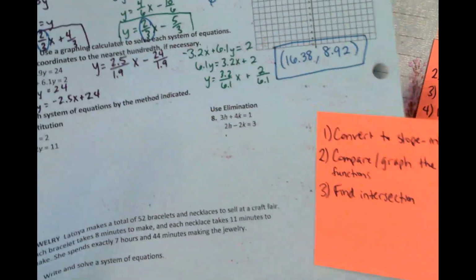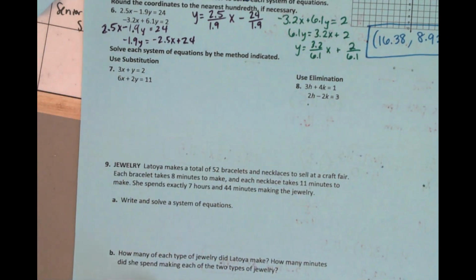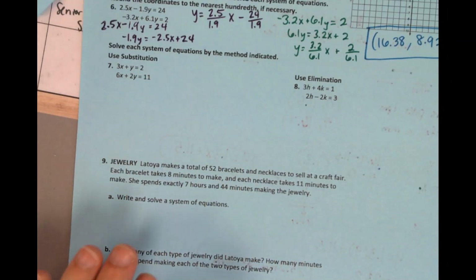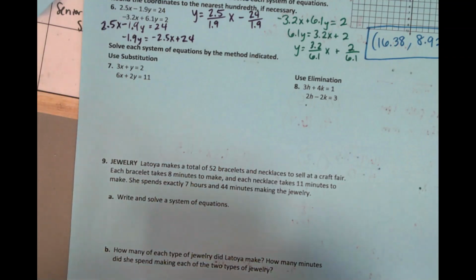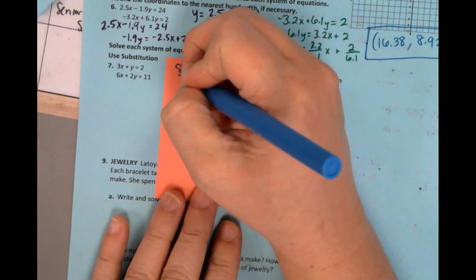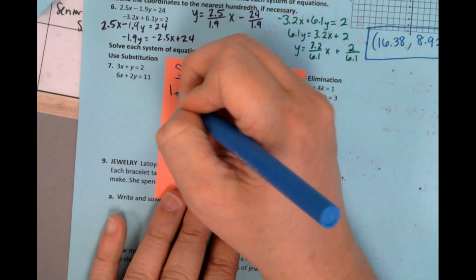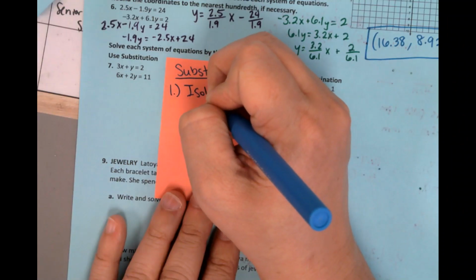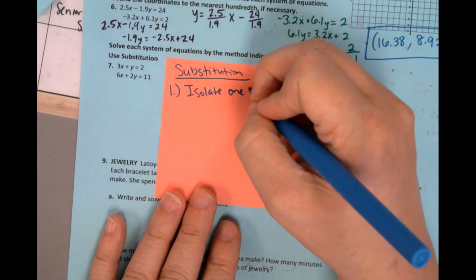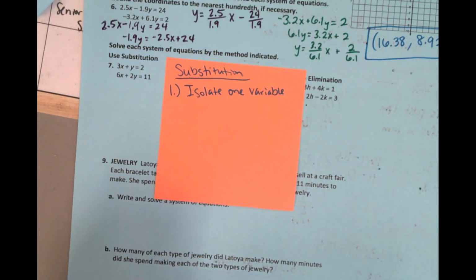All right. Next we have systems of equations. We need to solve these systems in the method indicated. So the first one, we have to use substitution. So let's talk about substitution. When you solve by substitution, the first thing you do is isolate one variable. It doesn't matter which variable, it doesn't matter which equation. So we want to go with whatever's easiest.